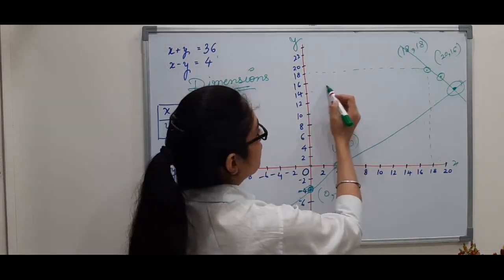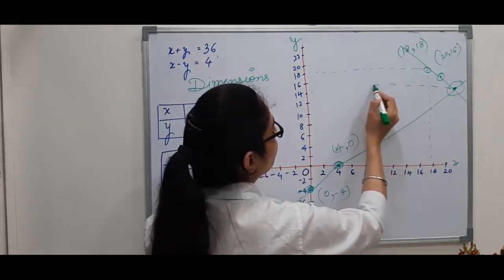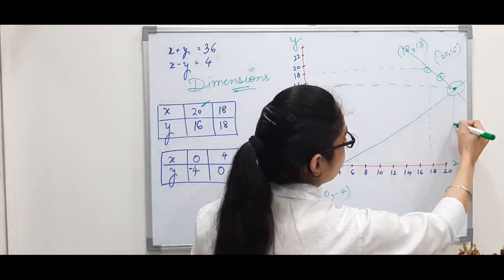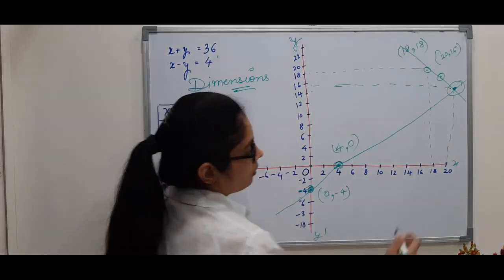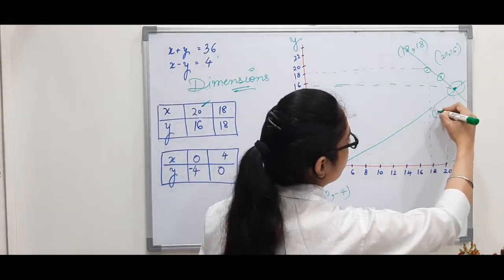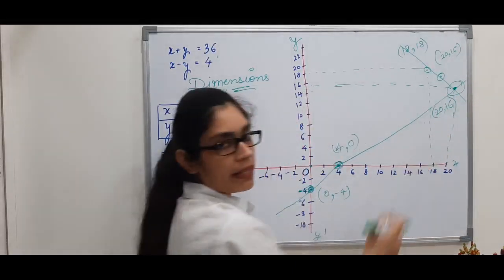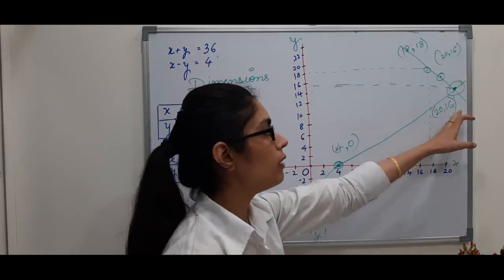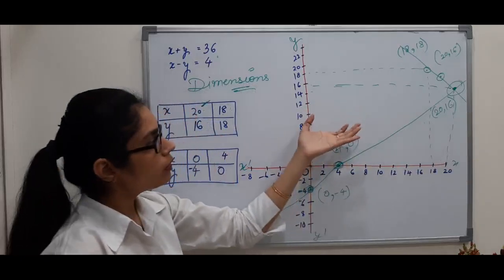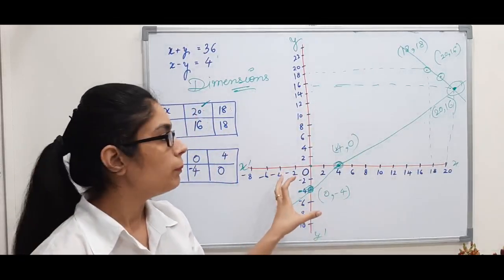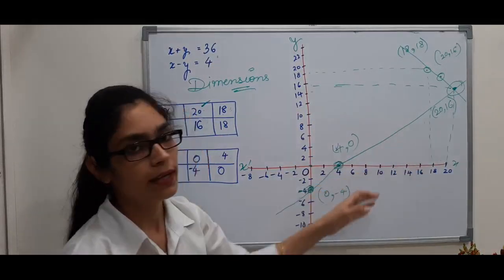So here I can see the point which is opposite to the x-axis and the point which is opposite to the y-axis. If I see, it will be somewhere around 20 and 16. Value of x will be 20 and value of y will be 16. See, this will be more accurate when you draw on a real graph paper. Here I have just given you an idea.